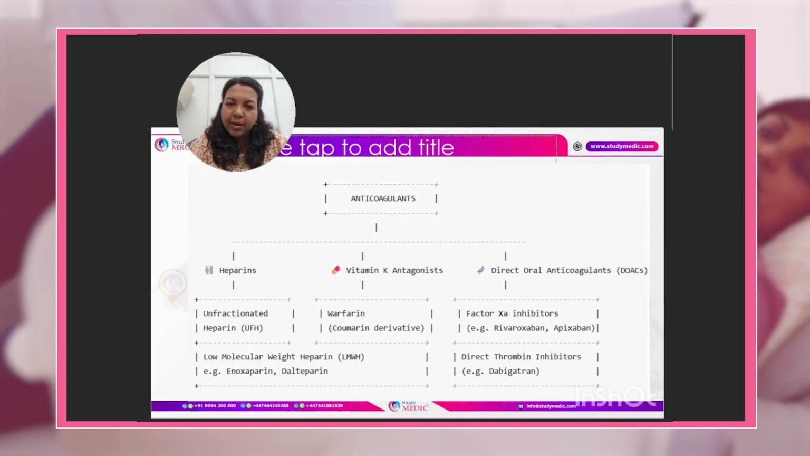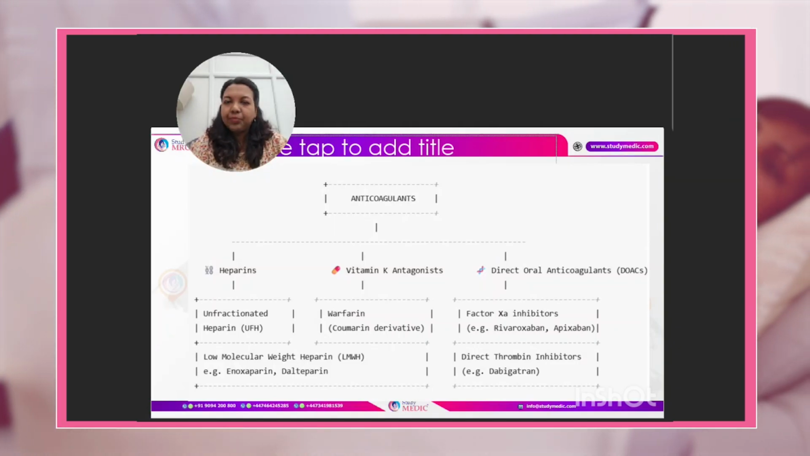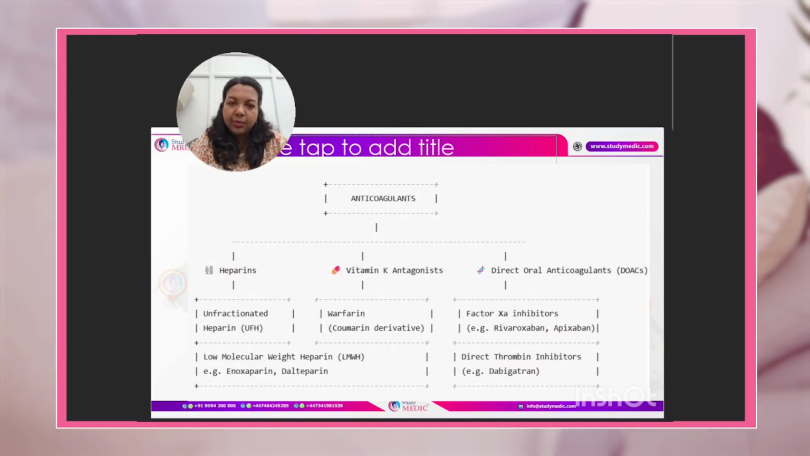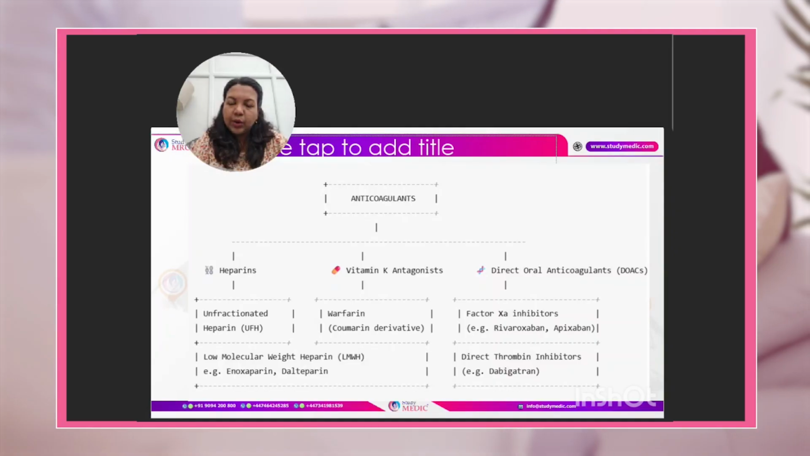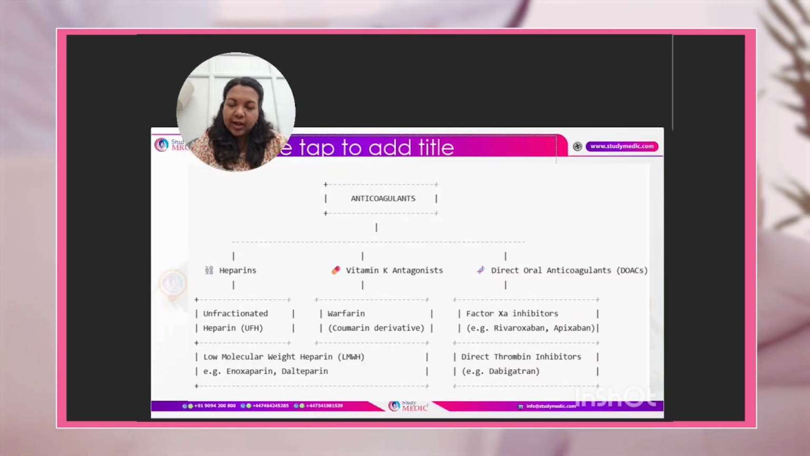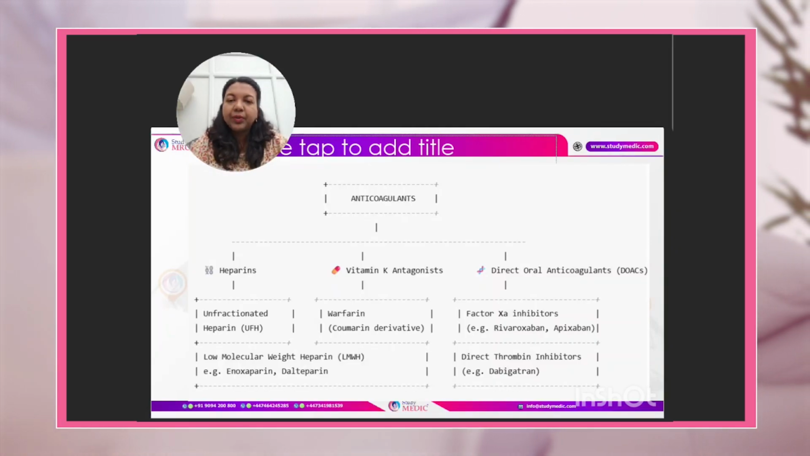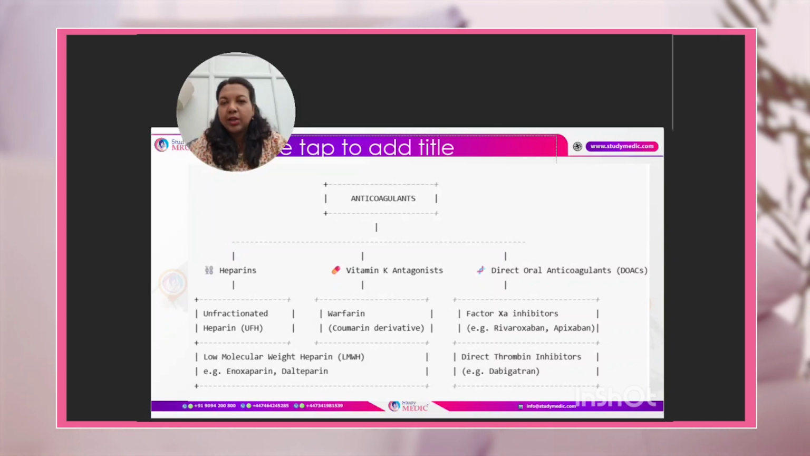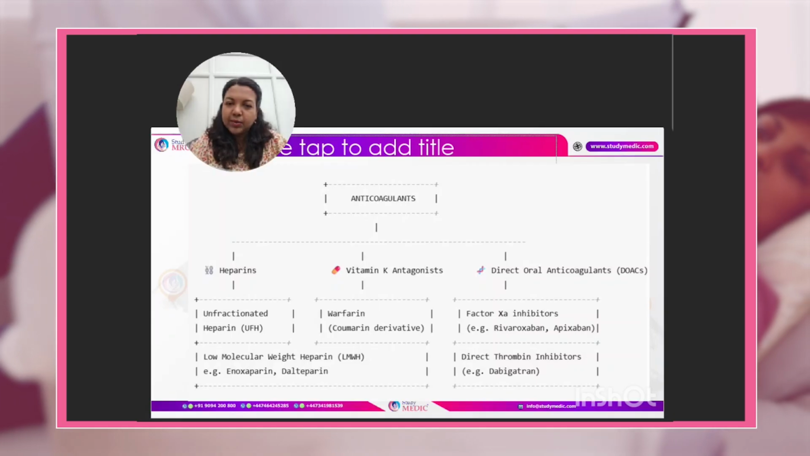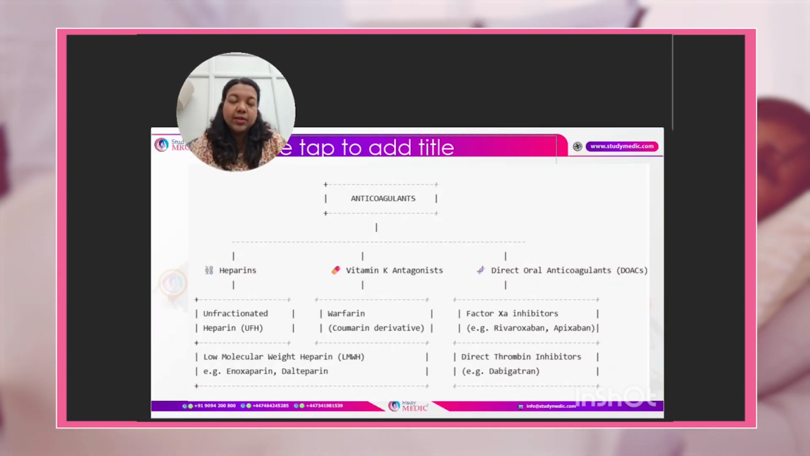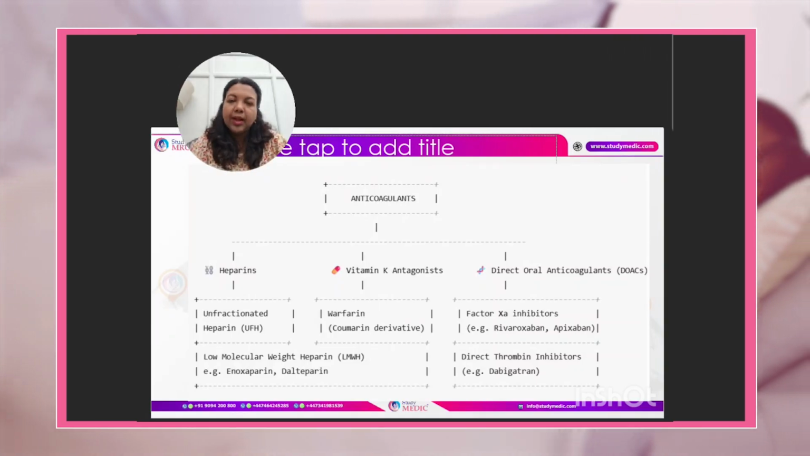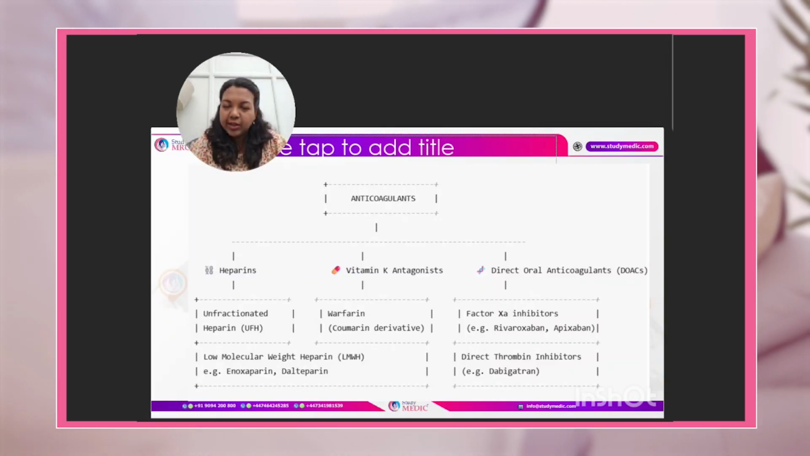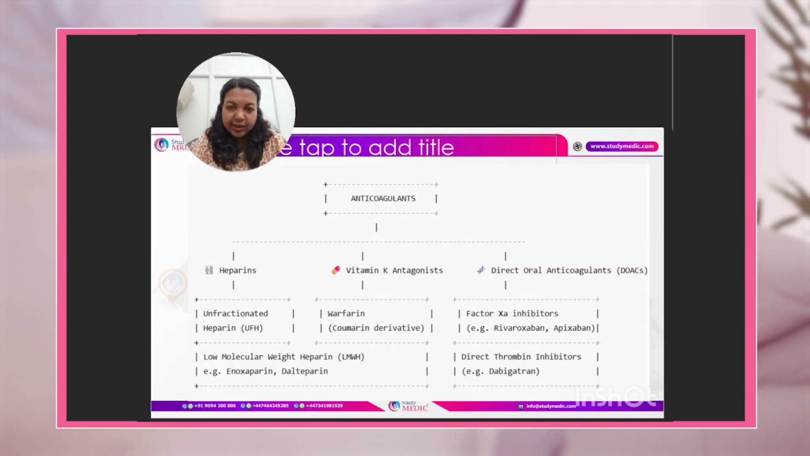The unfractionated heparin has easy reversibility, especially towards the end of the pregnancy, and also it has a short half-life compared to the low molecular weight heparin. But there is an increased risk of hemorrhage, and long-term usage can cause osteoporosis, as well as a risk of HIT, which is heparin-induced thrombocytopenia, and there is the problem of needing to take injections more than once daily.